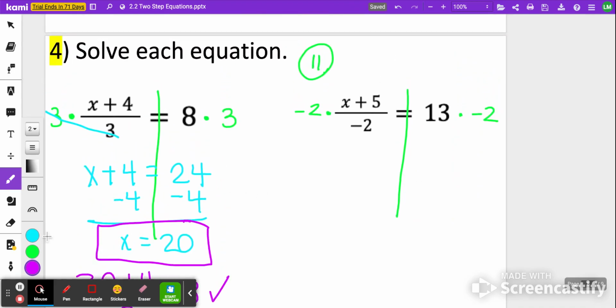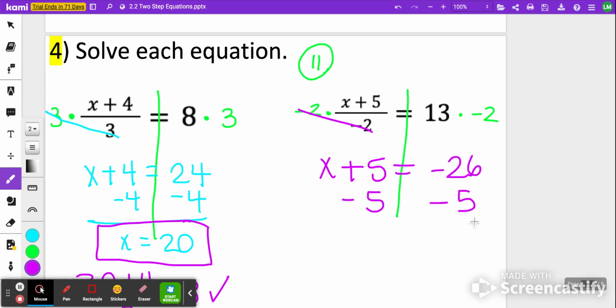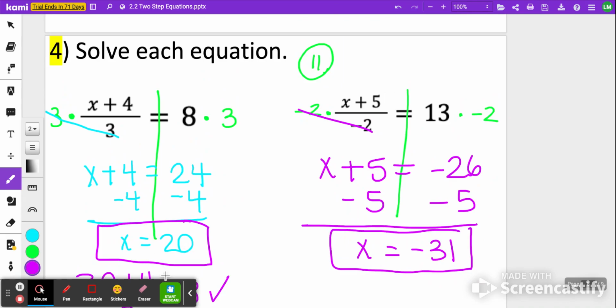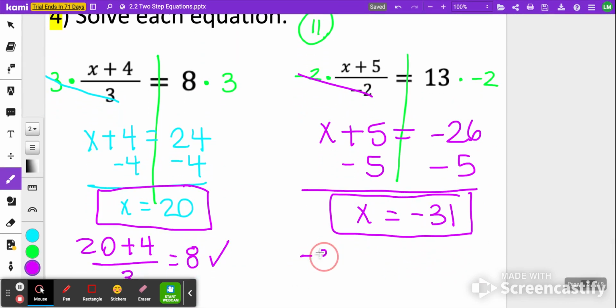Going over here to my last one, negative 2 is being multiplied on both sides. So I'm going to get x plus 5 is equal to negative 26. I'm going to subtract 5 from both sides. So I get x is equal to negative 31. Again, I can check my work here. Negative 31 plus 5 is negative 26, and negative 26 divided by negative 2 is a positive 13, so I know that my solution of negative 31 is correct.